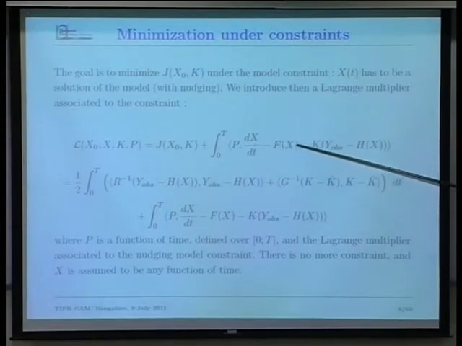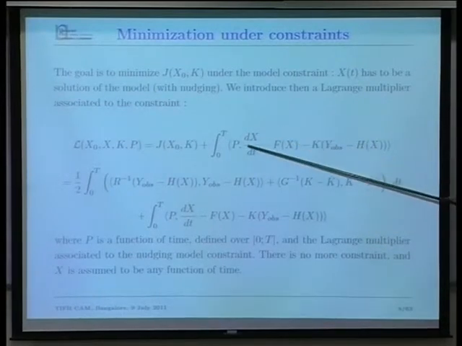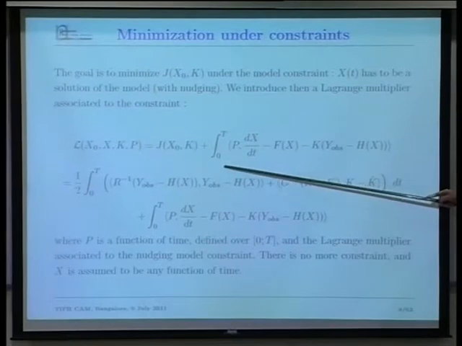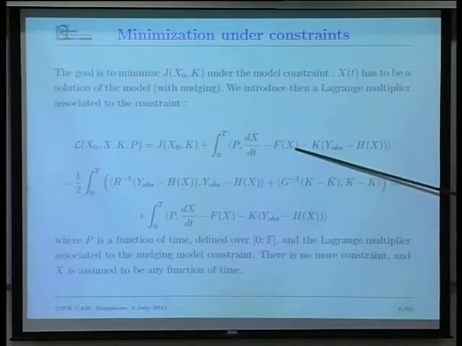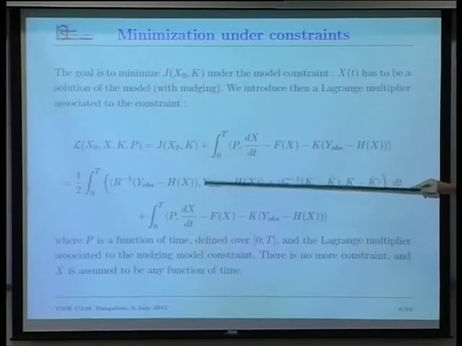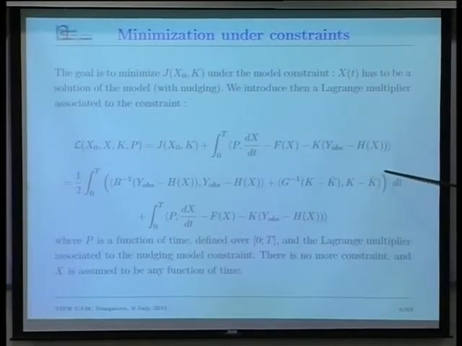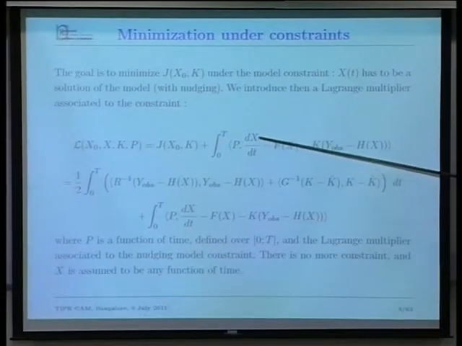dx over dt minus f of x minus the nudging term has to be equal to 0. So you introduce the Lagrange multiplier p, integrate over time, and then this is the Lagrangian. I just replace J by its definition, and here's the Lagrangian. Okay, so p, the Lagrange multiplier, is a function of time, because the constraint is a function of time. And now there is no more constraint, so x could be anything, p could be anything, k and x naught could be anything.